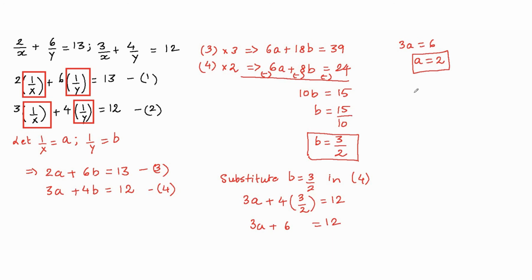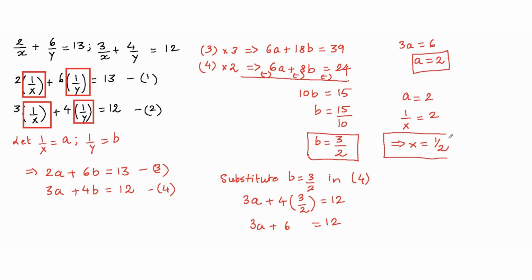Now it's time to get my original variables. So I know that a is 2, but a is actually 1 over x. So 1 over x is equal to 2, which implies x is equal to half, right? So this is my first variable. Now let's find the second variable.